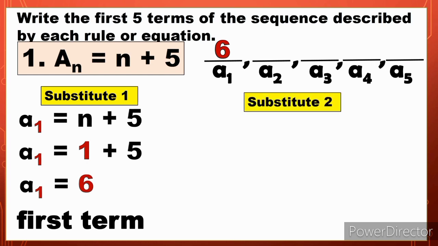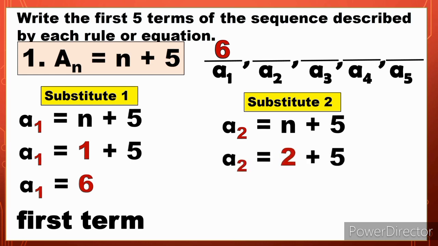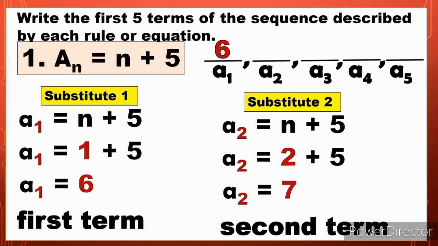Okay, next, to find the second term, which is a sub 2, we substitute 2 doon sa n. So a sub 2 equals n plus 5. So, given the rule, and then substitute 2 doon sa n. And then a sub 2 equals 2 plus 5, and then 2 plus 5 equals 7. So, a sub 2 equals 7, and that is our second term, 7.